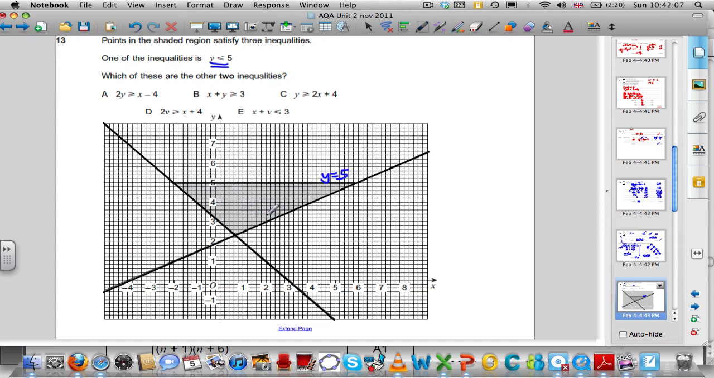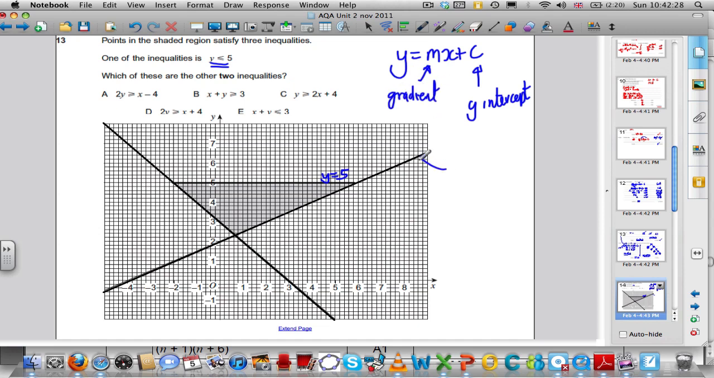Well, you know what we're going to do? All we're going to do is work out the equation of each line to start with. Remember, an equation of a line is in the form y equals mx plus c. C is the y-intercept, where it crosses the y-axis, and m is the gradient.